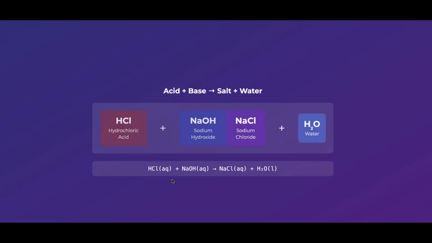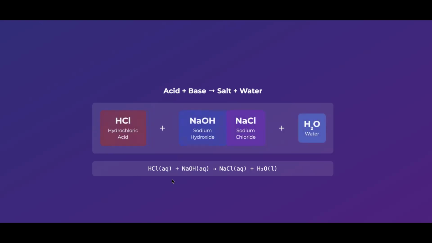In this reaction, the hydrogen ion from the acid combines with the hydroxide ion from the base to form water. The remaining ions form the salt, in this case sodium chloride, or table salt. Neutralization reactions have many practical applications. Antacids neutralize excess stomach acid to relieve heartburn.